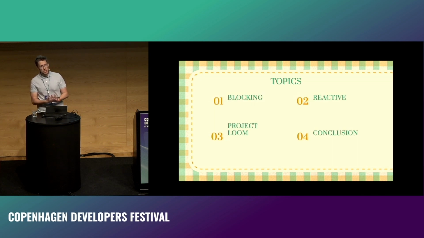So what will be the topics we will talk about? We will talk about 3 different topics here. We will build a Spring Boot application. First we will build it in a blocking approach. Then we will switch over to it being reactive. And then we will migrate it to using Project Loom and virtual threads.